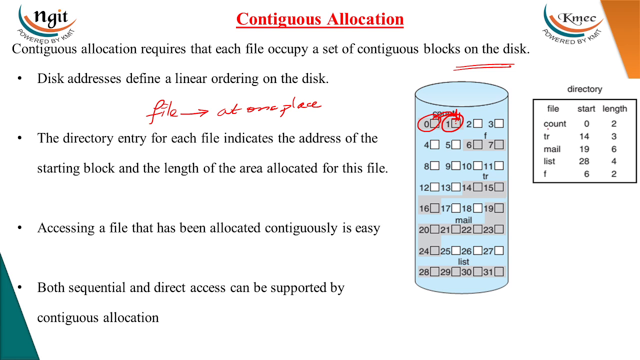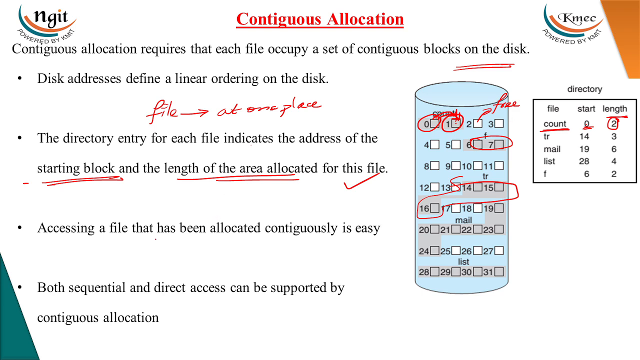Look here, there are different files, for example count. The starting block is 0 and it has two contiguous blocks. The length defines how many contiguous blocks it is occupying. So the directory entry for each file indicates the address of the starting block and the length of the area allocated to this particular file. If you can see, these are allocated blocks, and the white ones are free blocks.